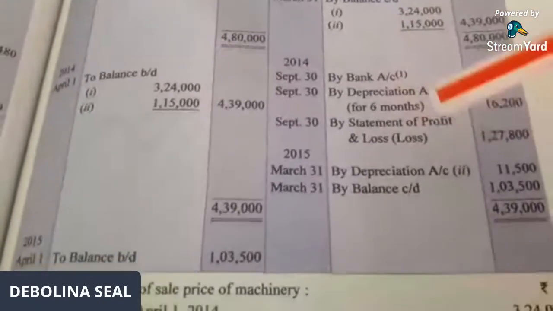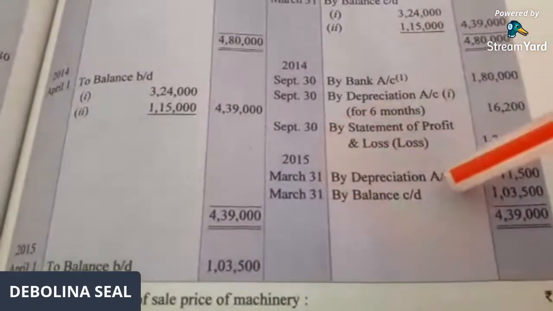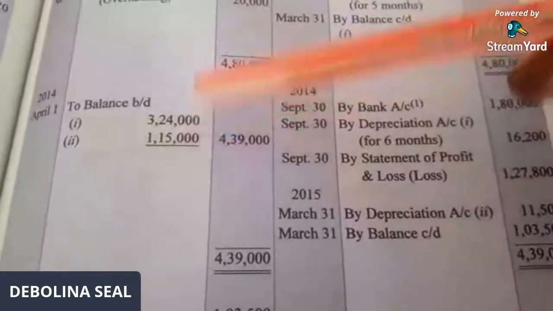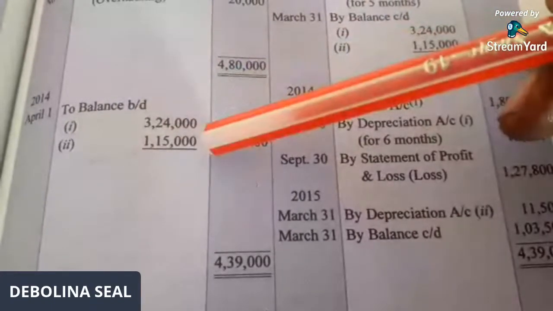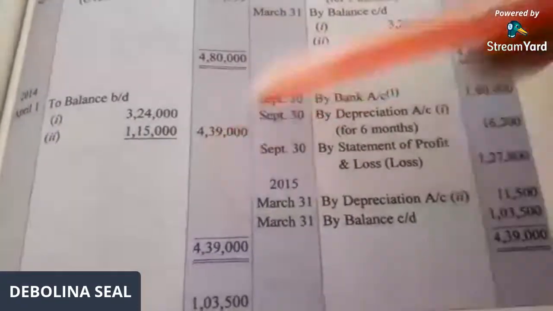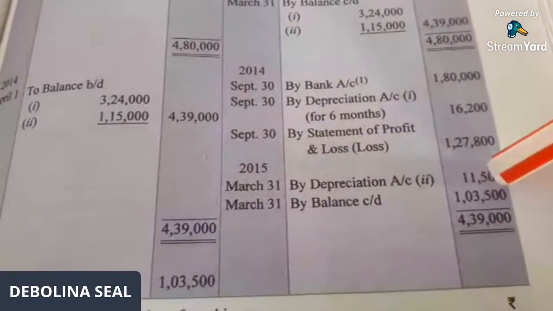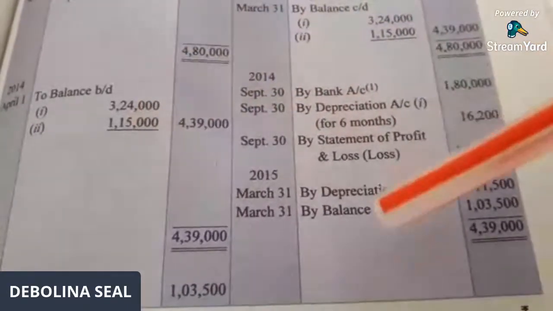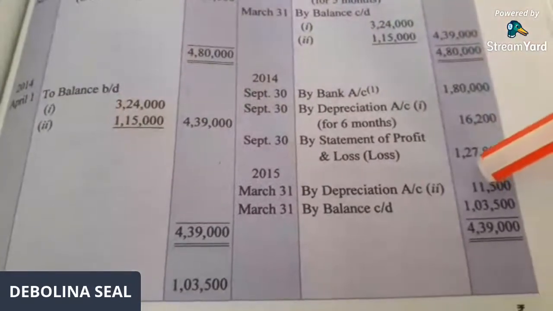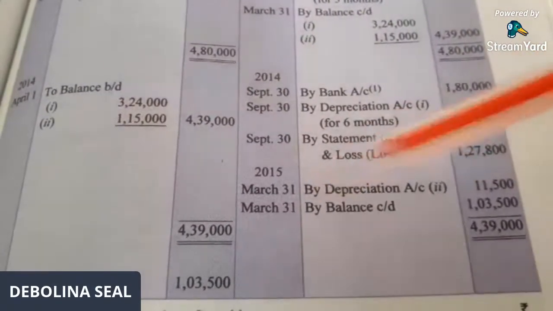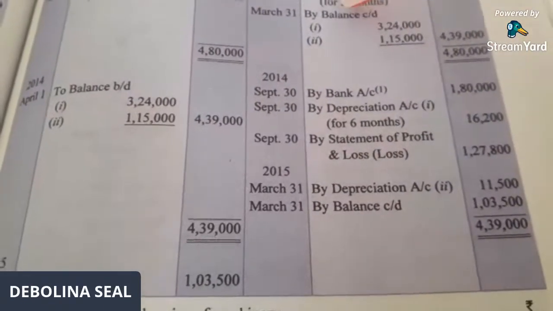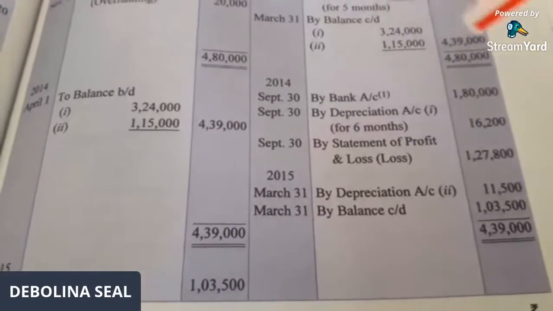Next, what you are going to do? Final depreciation. Final depreciation means the second machine that we have bought. What is the cost price of the machine? 1,15,000. On that you are going to calculate a depreciation of 1 year, so it will be 11,500. And what will be the machine's figure after depreciation? When you subtract 1,15,000 minus 11,500, it is 1,03,500.